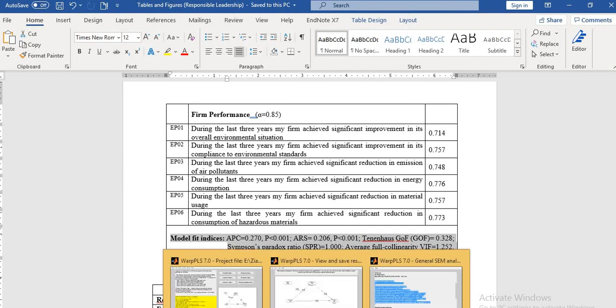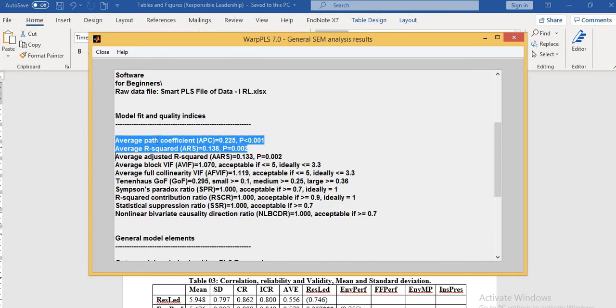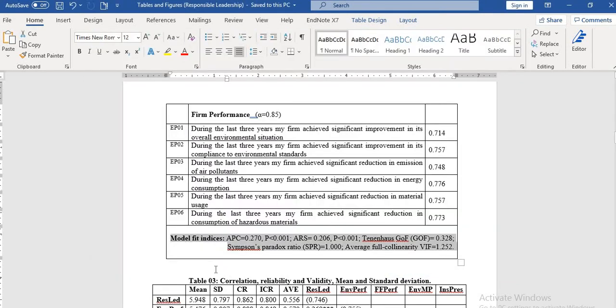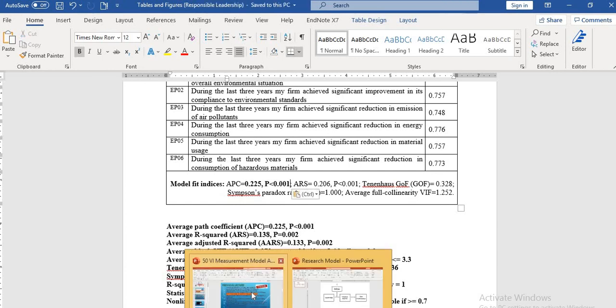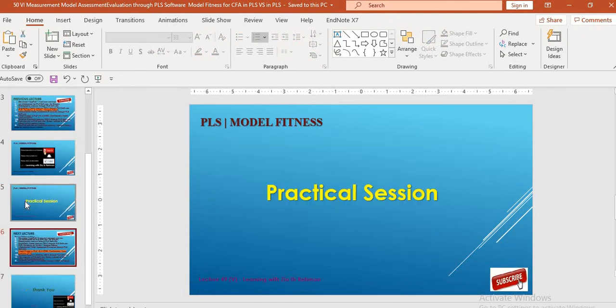You can also use these values, and you can simply copy from here from the software, and paste them in your MS Word file, just like this, and then you have a template of these values which are required to report in the paper or thesis. You can use Control C to copy and paste these figures. So this is the technique for how to perform the model fitness indices in PLS software.